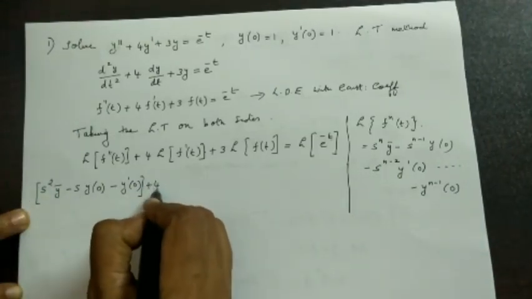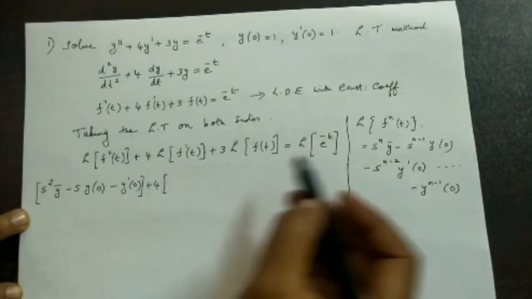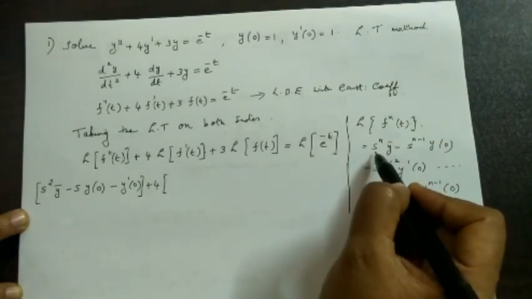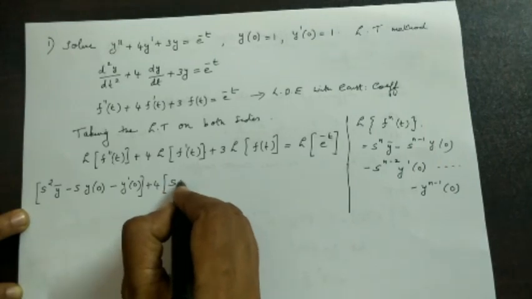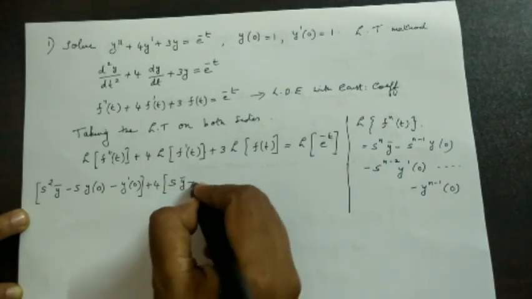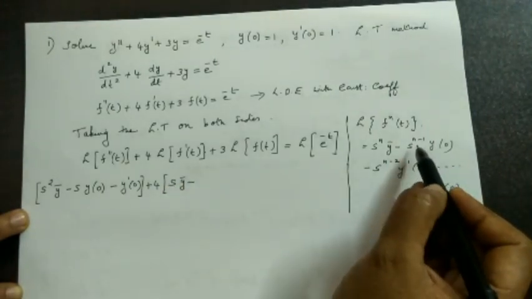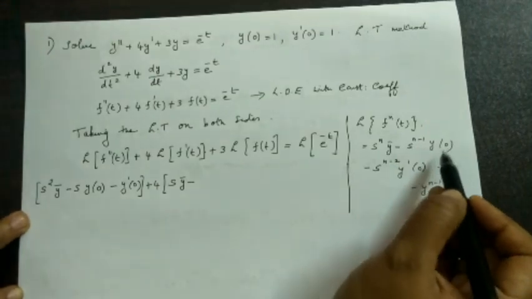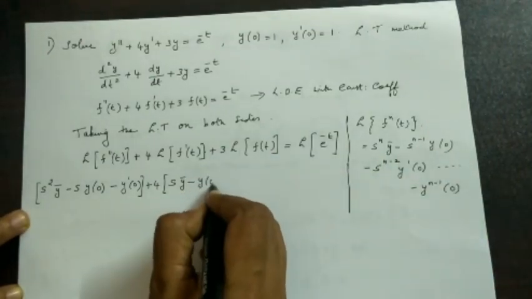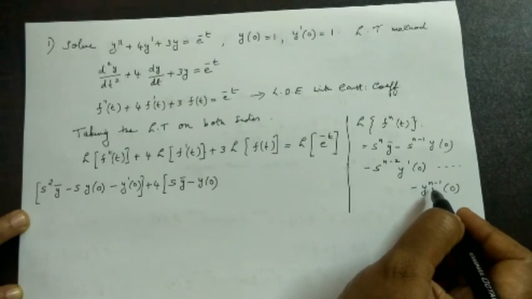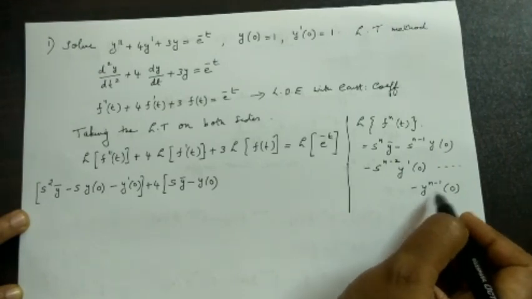Plus 4 into L of f dash t. Putting n is equal to 1 here, we have s y bar minus y of 0.